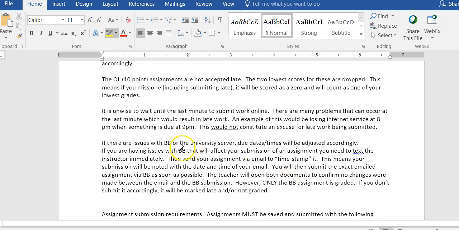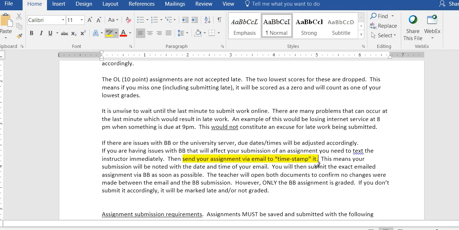Sometimes there are issues with Blackboard or the university server, and I am aware of when that happens. And when that happens, then due dates and times are adjusted accordingly. If you're having trouble with your Blackboard account specifically, what you should do is email me your paper or your assignment to timestamp it.